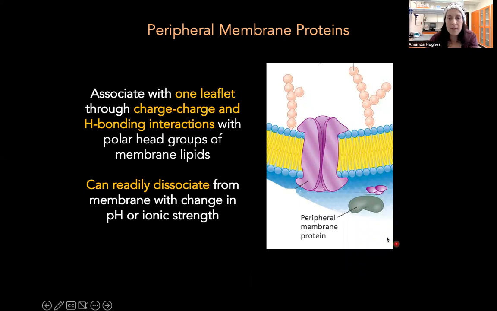Peripheral membrane proteins, like I said, are on the inner leaflet, and they are usually held there through ionic and other non-covalent interactions with the polar head groups. You can easily remove a peripheral membrane protein if you change the pH or maybe change the salt concentration around. You can kick those off pretty easily. It just depends on the types of non-covalent interactions that are holding it there in the first place.